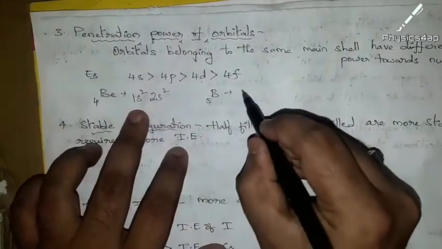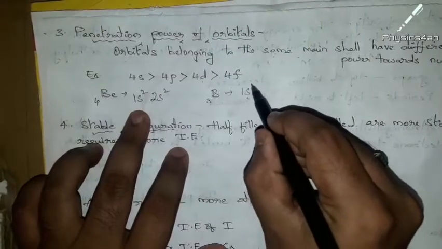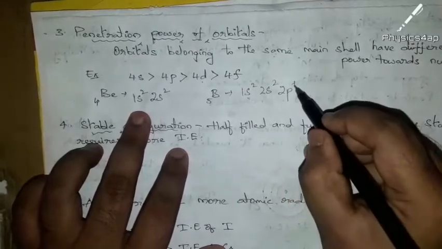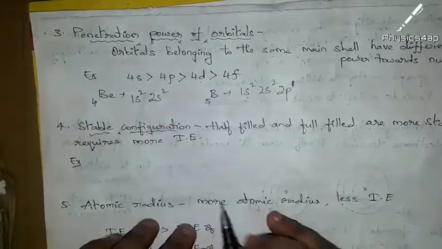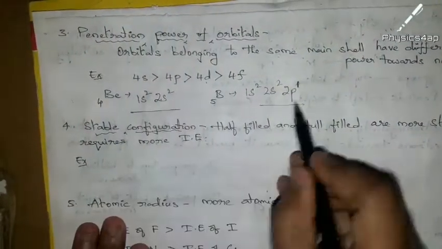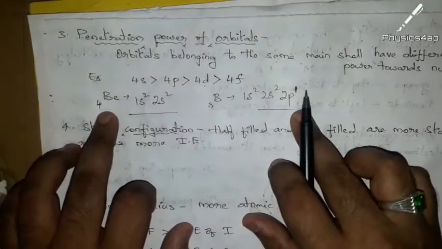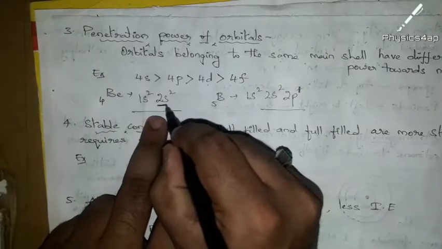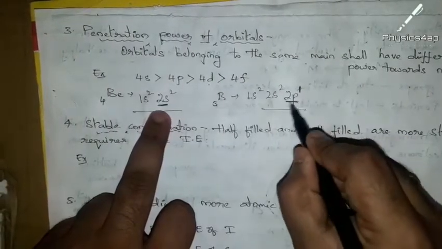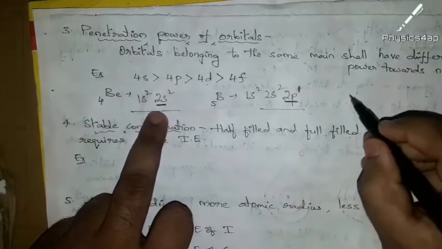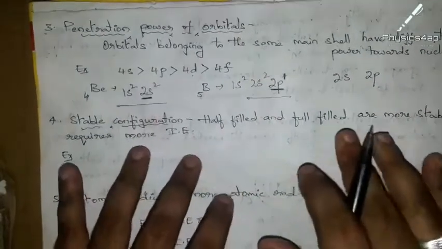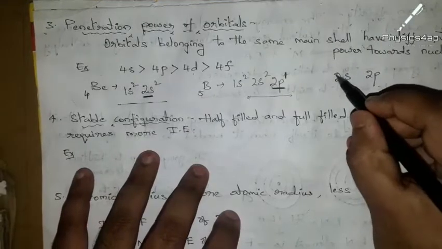Now when you compare these two, beryllium and boron, in beryllium the outermost orbital is 2s, and in boron the outermost is 2p. As they both belong to the same shell, 2s and 2p, can you tell me whose energy will be more? That is their different power. The 2s will have more power when compared to 2p.